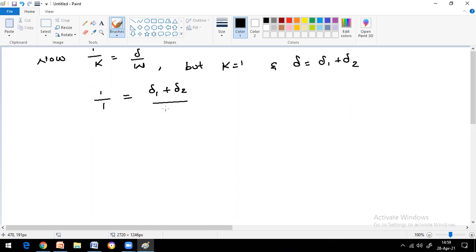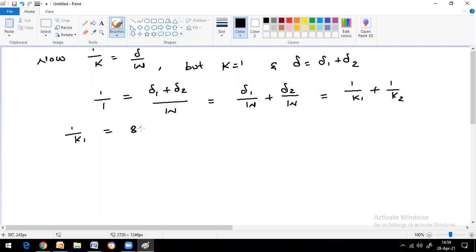Right? Why? Because your stiffness value is given as 1 Newton per mm, and delta can be written as delta 1 plus delta 2, and w will be same. So finally this can be written as delta 1 by w plus delta 2 by w, which is equal to 1 by k1 plus 1 by k2. Right. Let's see what is 1 by k1.